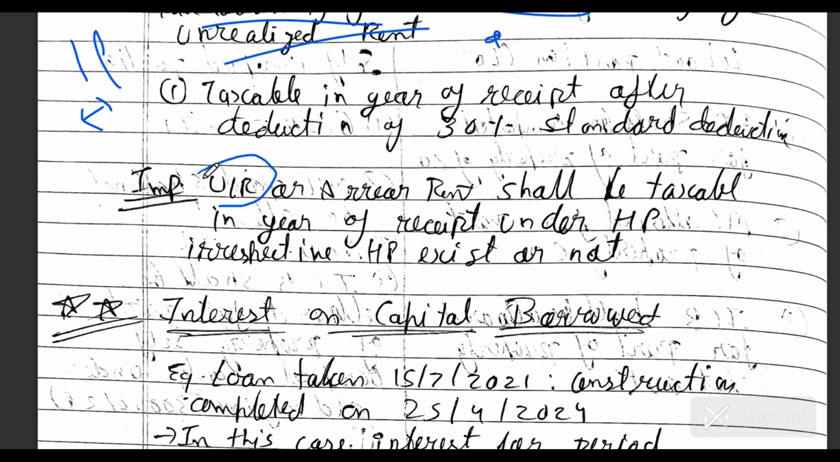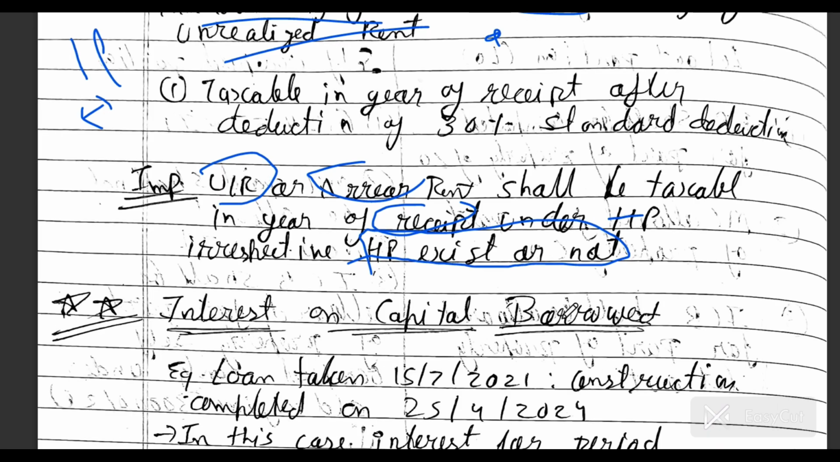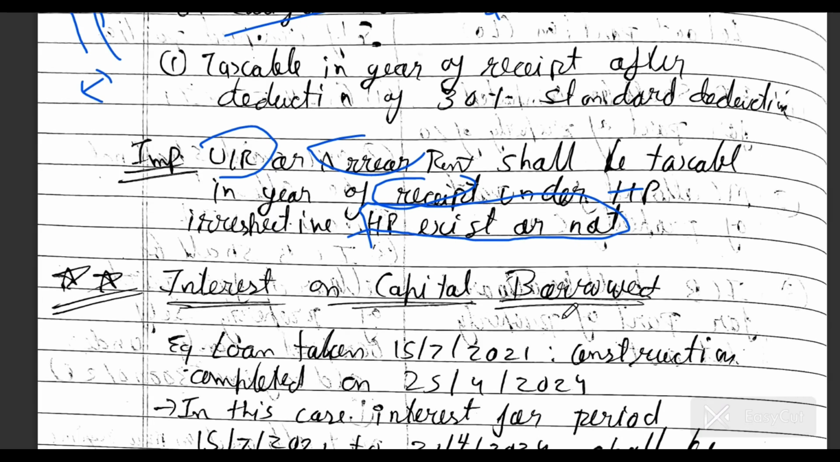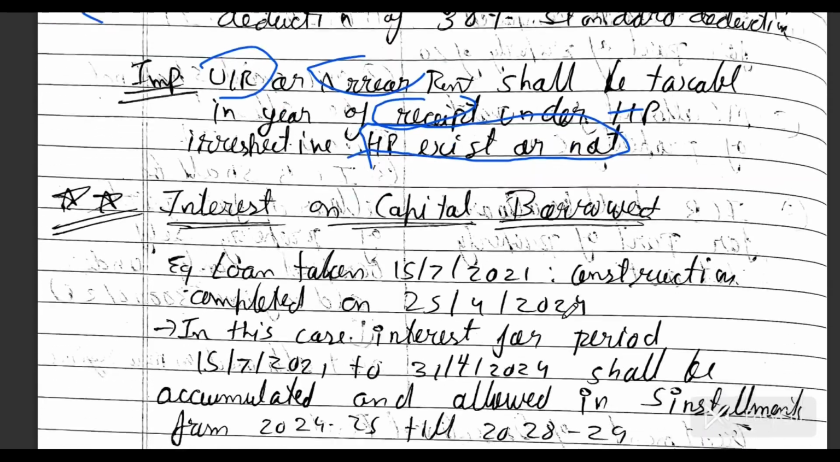Important: unrealized rent or arrear rent shall be taxable in the year of receipt under HP, irrespective of whether the HP exists or not. Most important, the question will say that the HP is not existing and the unrealized rent is being received. Your mind says, if there is no HP, then how will it be taxed under the head HP? You have to tax unrealized rent and arrear of rent under the head HP.